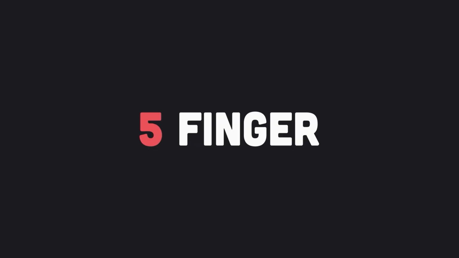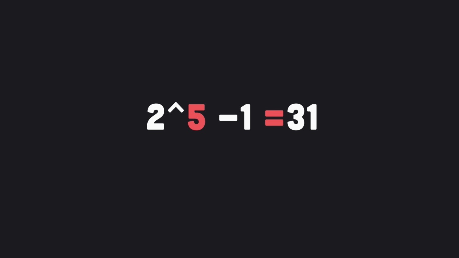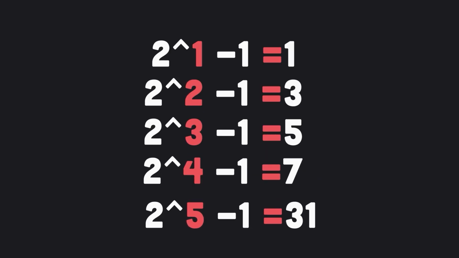So with 5 fingers, we can represent numbers from 0 to 31. That's 2 to the power of 5 combinations. This is the power of binary. Each finger doesn't just mean one more. It doubles the value of the previous one.